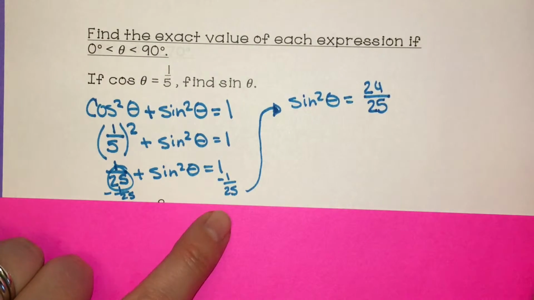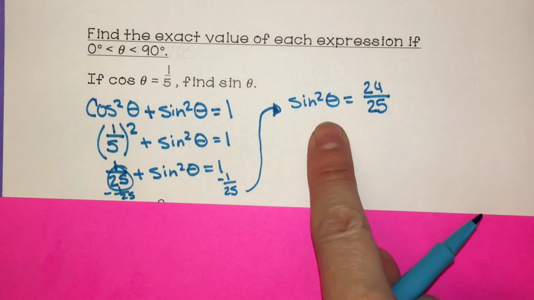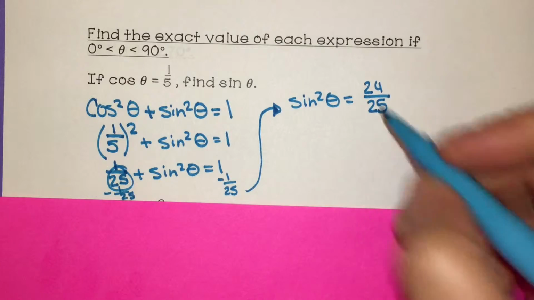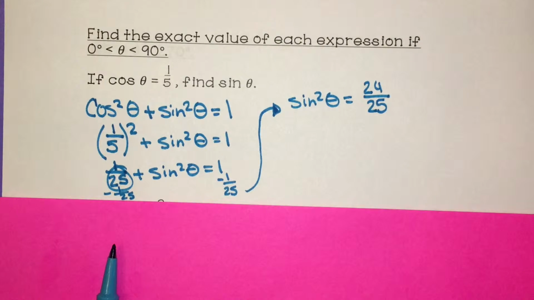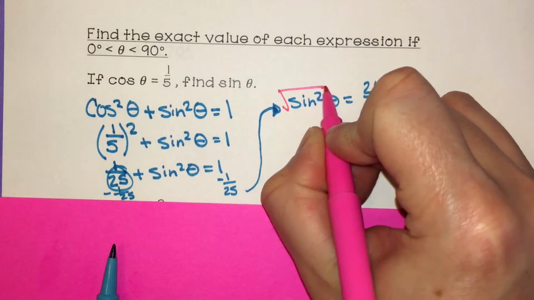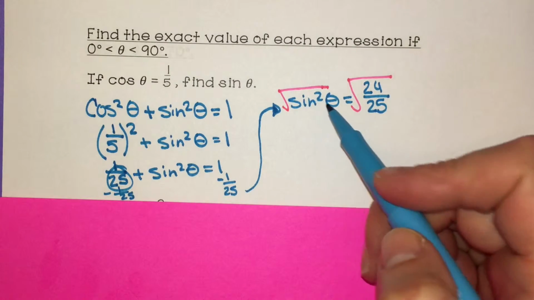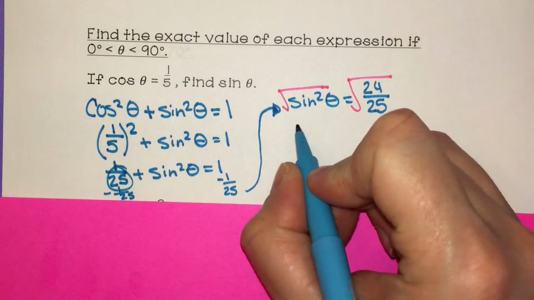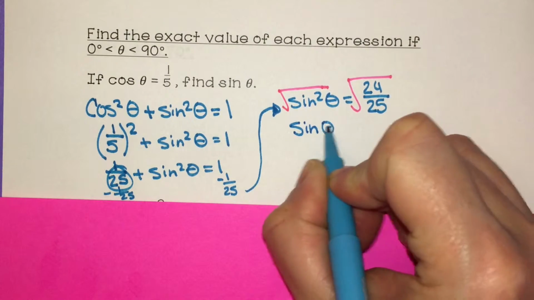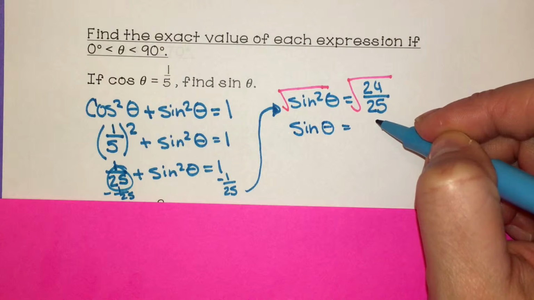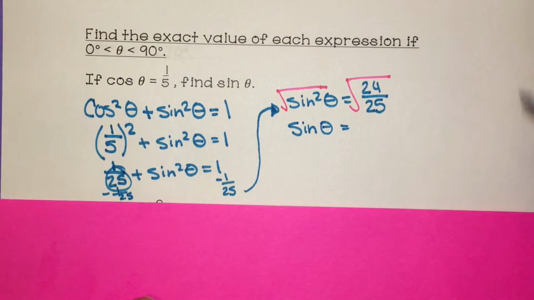which is 24/25. I want to know what just sine theta is, not sine squared theta. The opposite of squaring something is taking the square root. I'm going to take the square root of both sides. Squaring and square root are opposites, so they cancel each other out, and I'm left with just sine theta equals the square root of 24 over the square root of 25.